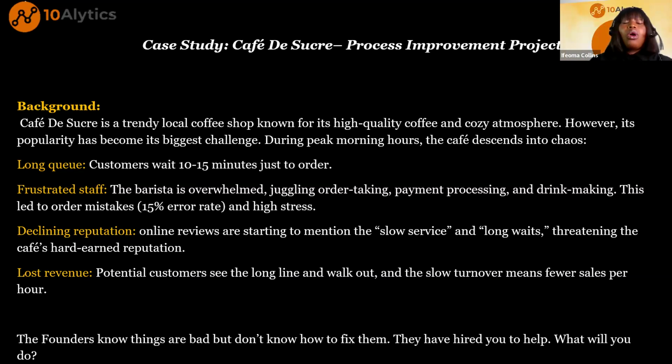Okay. Now, some of the challenges identified are long queues. So the customers wait for 10 to 15 minutes just to order. This is not even to receive their order, just to place an order. Now, the staff are frustrated, right? The barista is frustrated because he's overwhelmed. He's juggling taking orders, payment processing, drink making, and he's multitasking, and this is a lot. This has led to human error, and the rate has skyrocketed up to 15%, right?